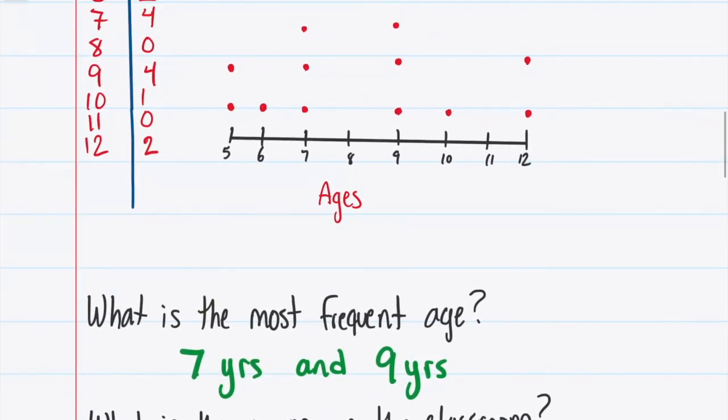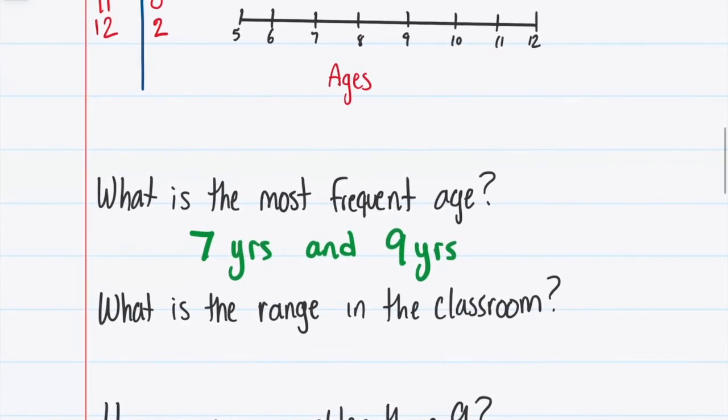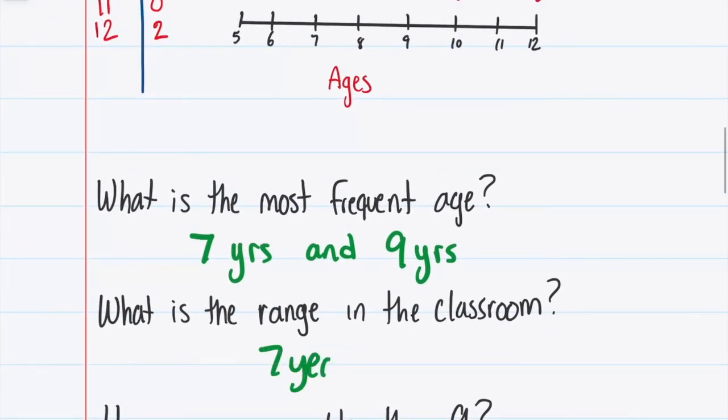What is the range of the classroom? Well, what age group are we talking about? Notice we did not start at 0. So we start at 5 all the way to 12. How many years are we talking about? 1, 2, 3, 4, 5, 6, 7 years. So we're talking about a range of 7 years.